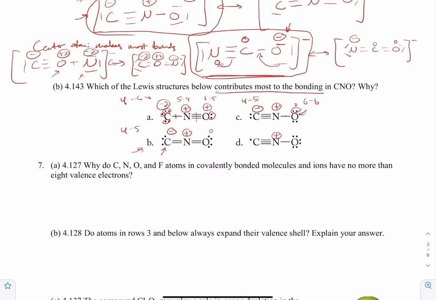So, carbon wants 4. In this case, it has 1, 2, 3, 4. So it's got 4 minus 4. That's going to be 0. And then we knew the nitrogen had a +1, and then oxygen wants 6 minus 2, 4, 6, 7. Okay, so this is going to be a minus.